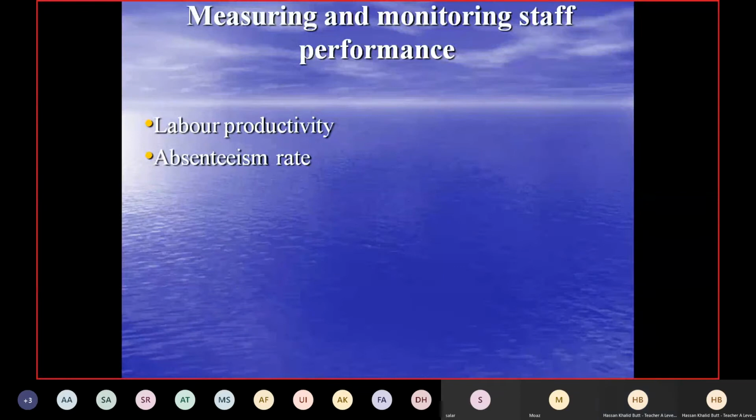absenteeism rate. You can see that as well. For example, absenteeism rate means how many workers get absent in a day out of the total number of workers. For example, if there are 100 workers and every day 10 workers get absent, we'll say absenteeism rate is 10%. That every day 10% of the employees get absent.